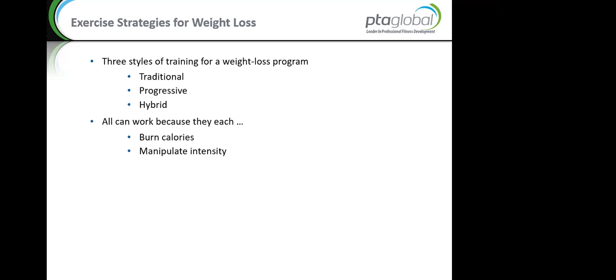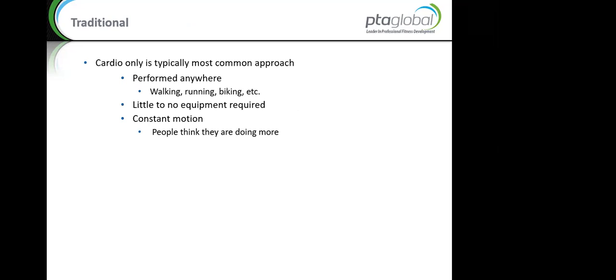So we can train with traditional, progressive, or hybrid styles. They all work because they all burn calories. And in all three styles, we can manipulate intensity, okay? Traditional exercise for weight loss would be mostly cardio, and one of the benefits of looking at it that way is that you can do it anywhere. There's little to no equipment required, especially if you're looking at walking or running or biking or swimming or any of those kinds of things. And there is certainly the perception for people that prefer a traditional approach that they're in constant motion.